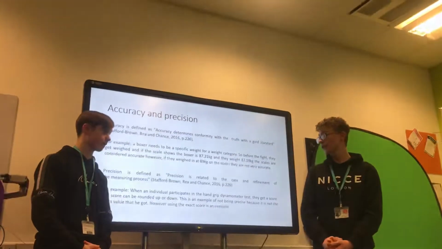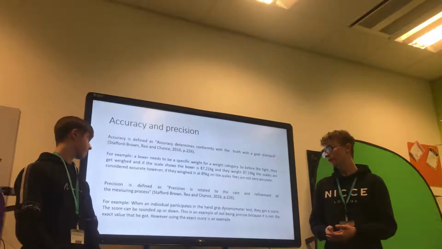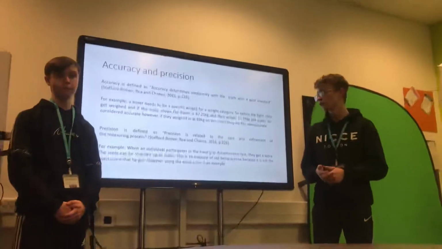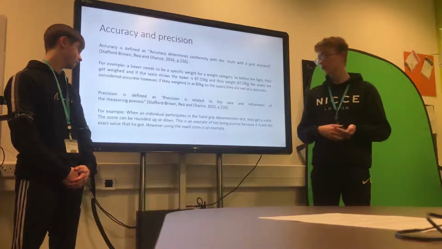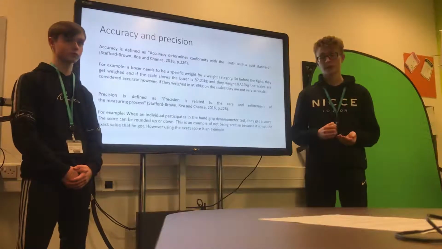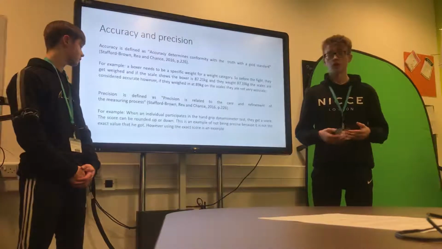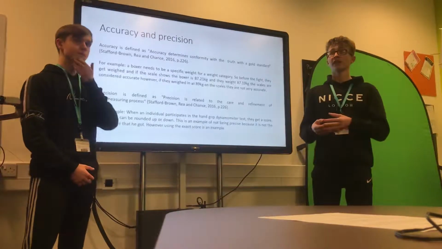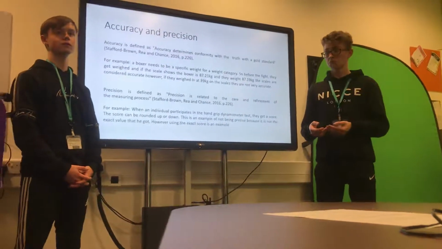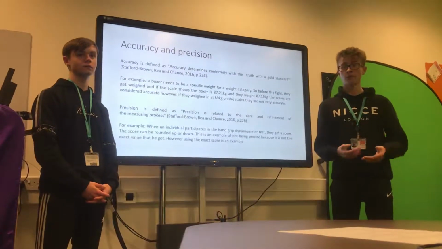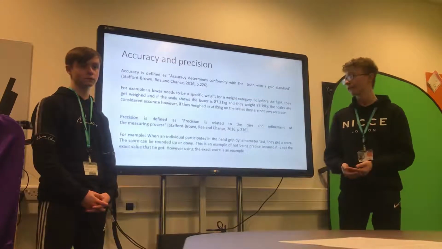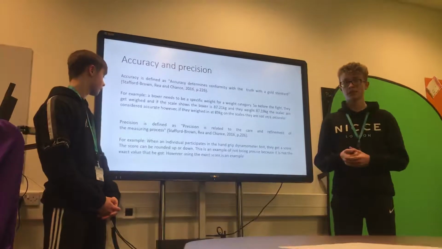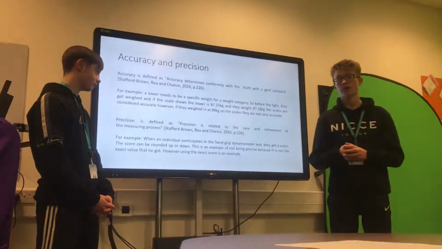Precision is defined as precision is related to the care and refinement of the measuring process. And Stafford, Brown, Rhea and Chance once again said this in 2016. For example, when an individual participates in the hand grip dynamometer test, they get a score. The score can be rounded up or down. So, say an individual got 12.5, it can be rounded up to 13, which will make the score a bit less valid, but it won't make it as precise because it's not their exact result that they got on the score.